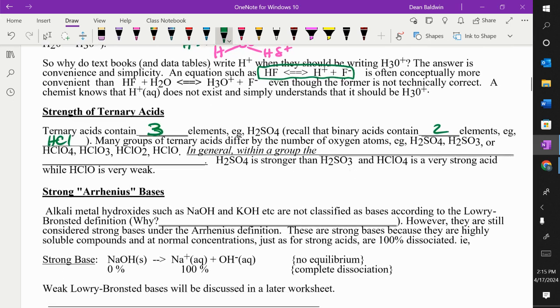So within a group, the more oxygen atoms equals stronger acid. Okay, why is that? Does anybody have a clue? Any guess as to why that would be?